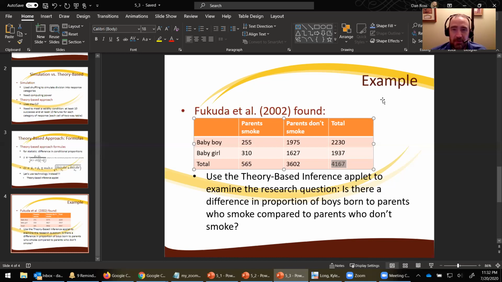There may be other variables associated with this. You could think of lots of other things connected to smoking and sex of the baby that might be at play here. All right, so that's how we can do a theory-based approach to inference with two categorical variables.